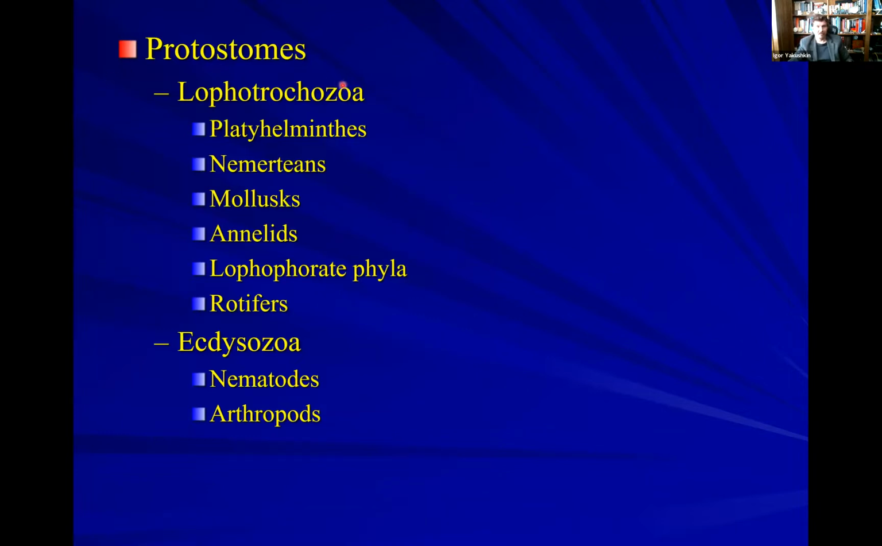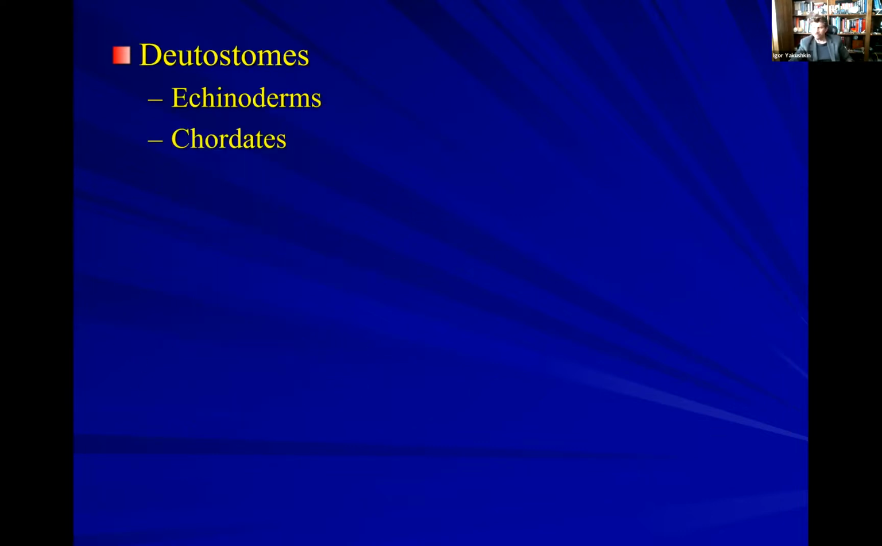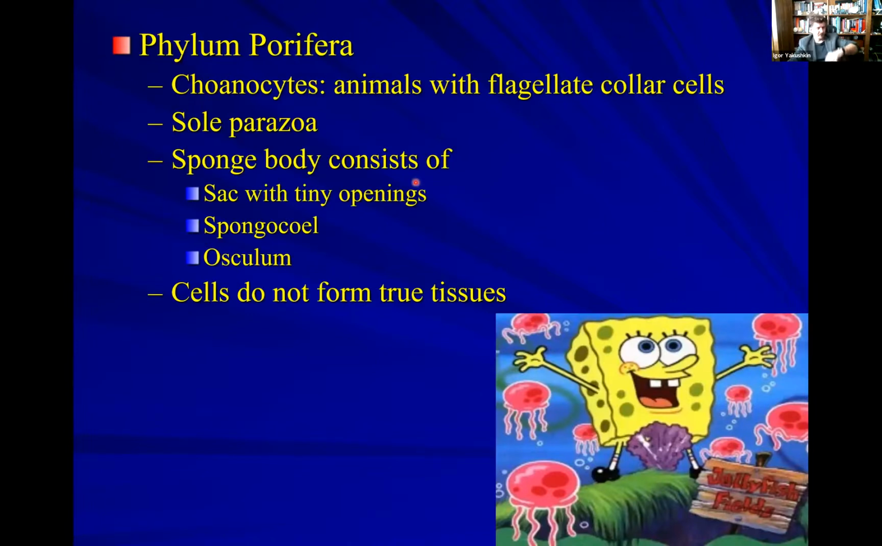So here we have some of the examples of the protostomes, platyhelminthes, mollusks, annelids. About those we'll talk in the lab. We have a separate lab which combines all of those. And the Ecdysozoa, nematodes and arthropods, we'll discuss those particular groups as well. In the deuterostomes, echinoderms, starfish and their relatives, and the chordates. So phylum Porifera, the very first group of animals. And we'll stop today on that. Well, we'll finish with the Porifera and we'll be done for today.